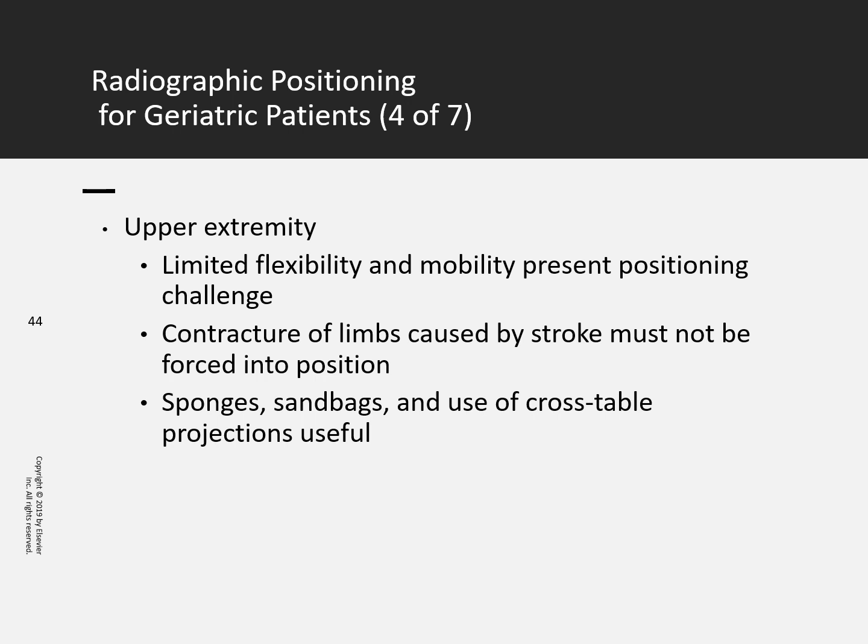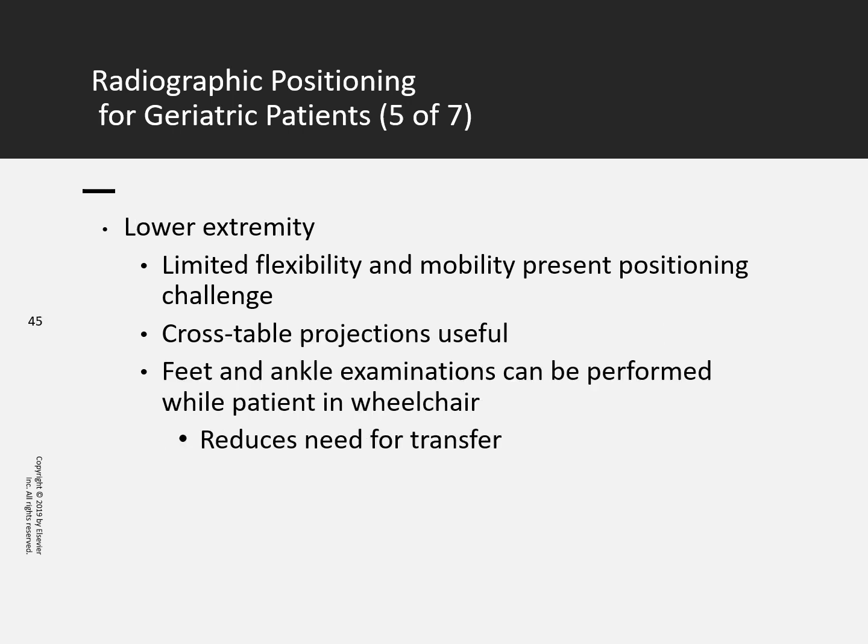For the upper extremity, there's limited flexibility and mobility, especially in the shoulder. Stroke might cause contracture of limbs. If the limb is contracted and it doesn't extend and straighten out, you shouldn't be forcing the limb into an extension. Okay, you can do serious injury to a person. And then also use sponges and sandbags to help with positioning, and use a cross-table projection when you have to.